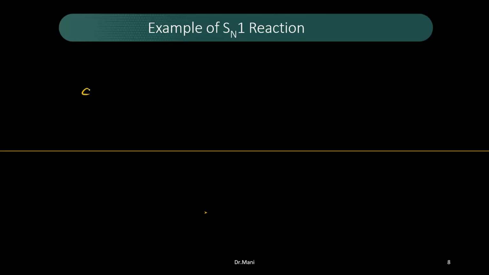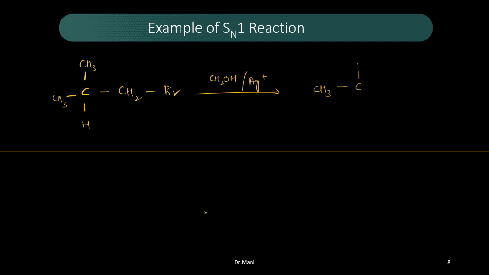So first one, there is a carbon which is attached on all sides with a methyl group, and there is a bromine. So in the presence of CH3OH and Ag+, it will form (CH3)3C-OCH3. Here you don't have a chance to attack from the back or front. You can only attack from one direction because this is not a chiral carbon.